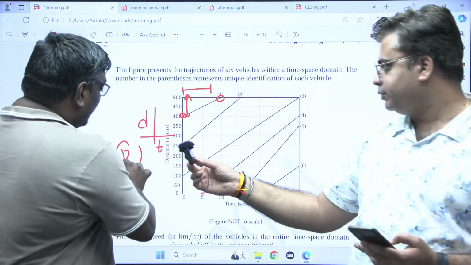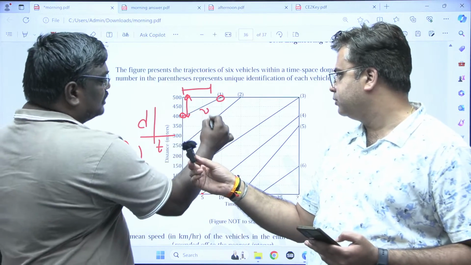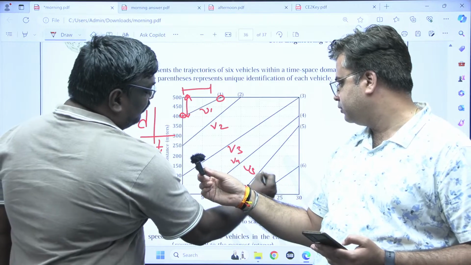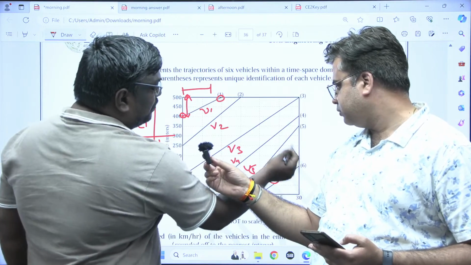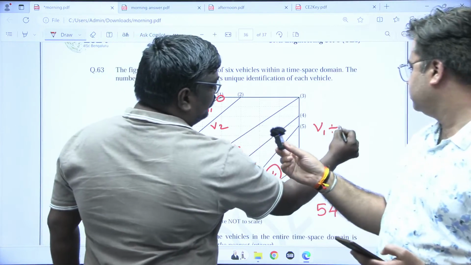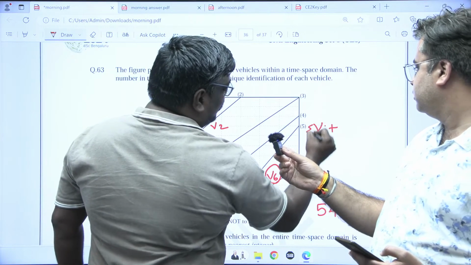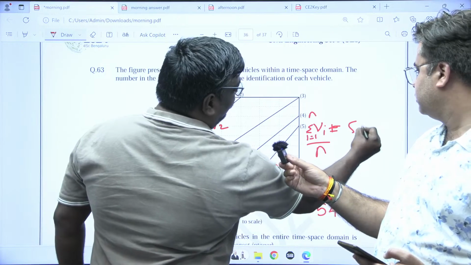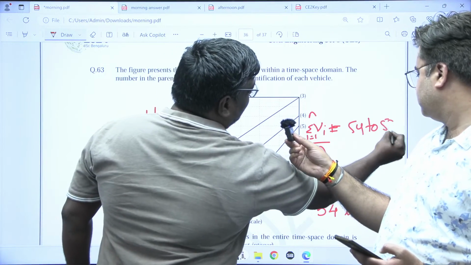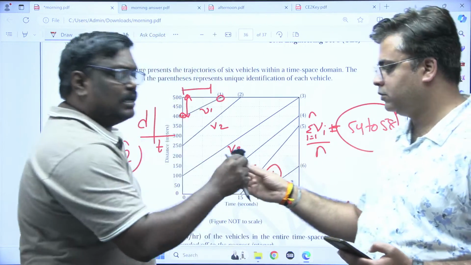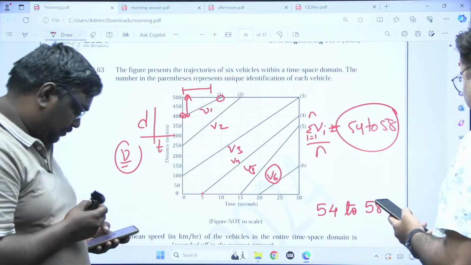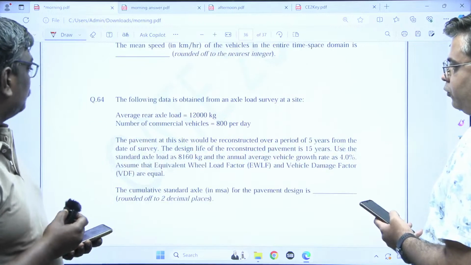Based on distance by time, you will get the velocities: velocity 1, velocity 2, velocity 3, velocity 4, velocity 5 and velocity 6. If they ask for the mean, you take sigma v_i, i equal to 1 to n, divided by n, and you get the answer as 54 to 58. So please check this answer, students. The answer is 54 to 58. Okay, so next we will move to question number 64.